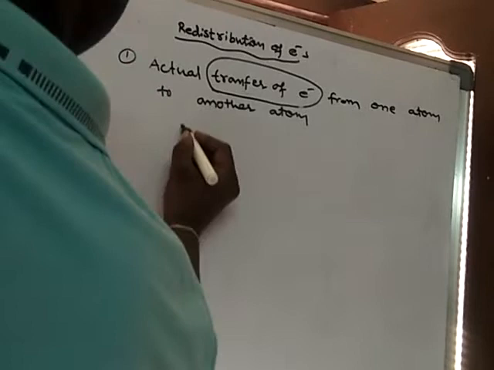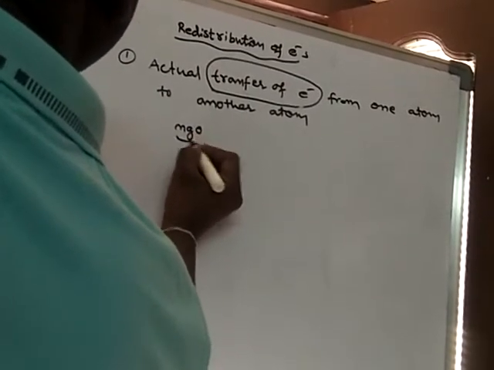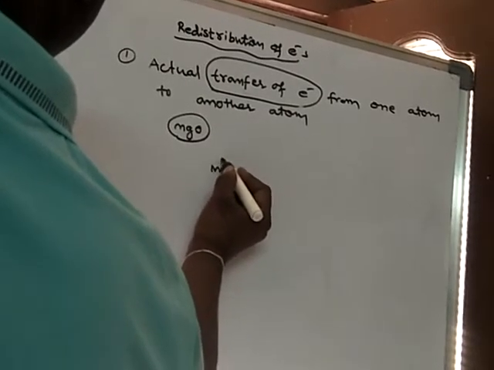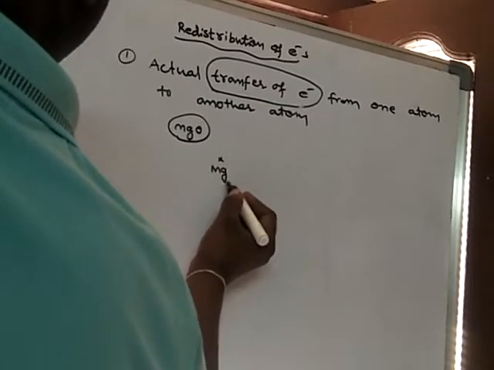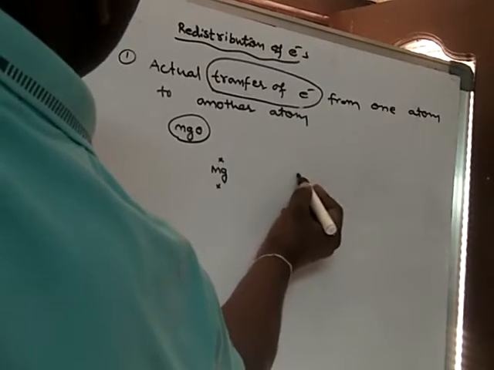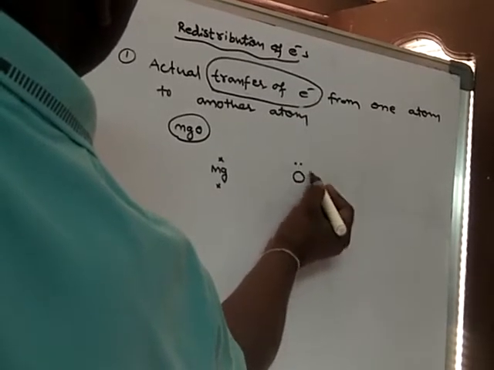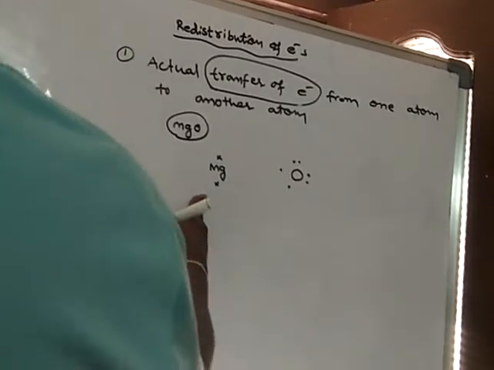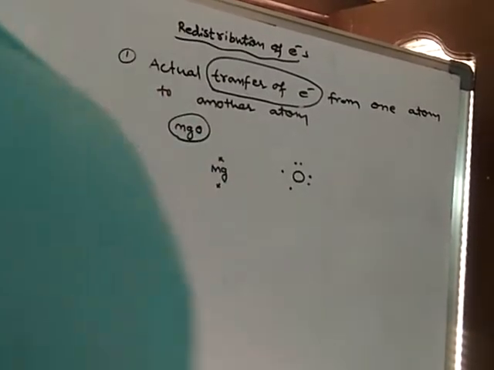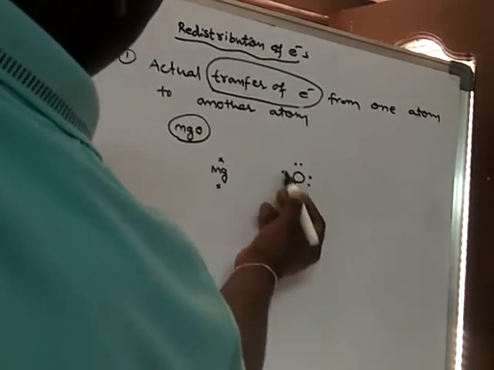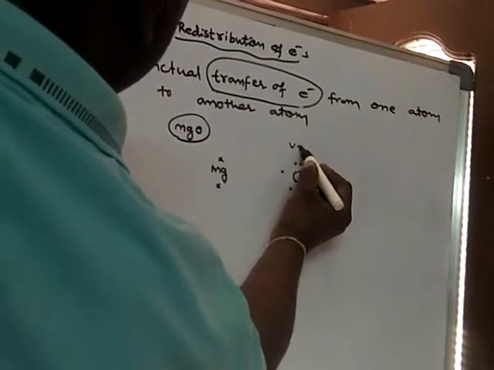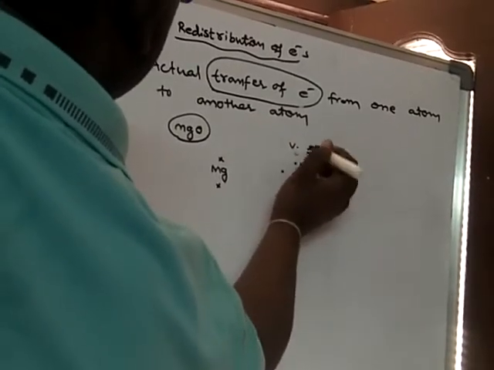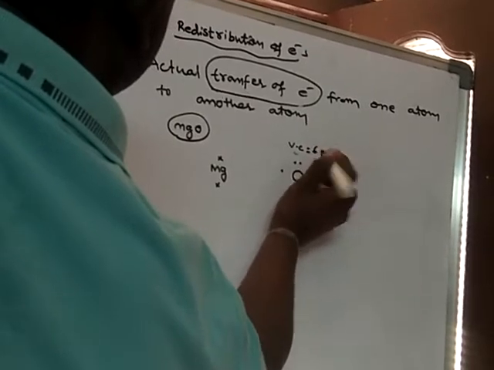Take magnesium oxide. How is magnesium oxide formed? Magnesium oxide is formed between a magnesium atom and an oxygen atom. This is the symbol of magnesium and this is the symbol of oxygen. In oxygen, how many electrons are there in its valence shell? Valence electrons are only 6.